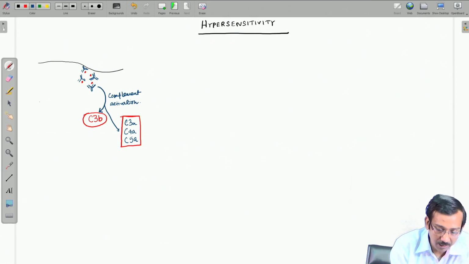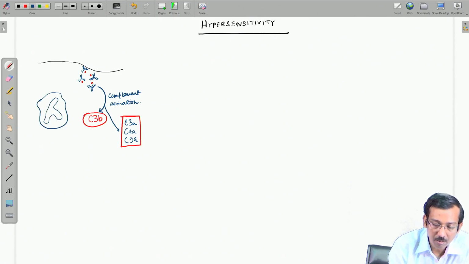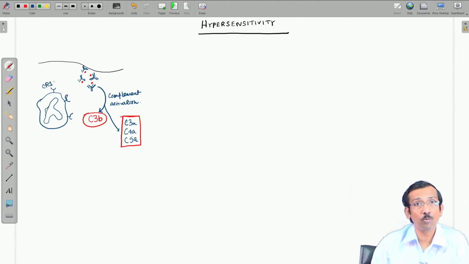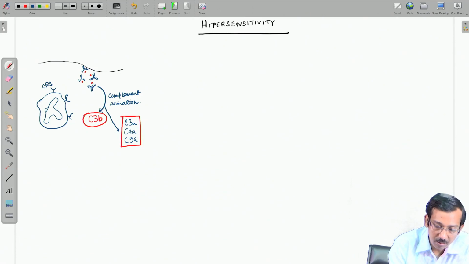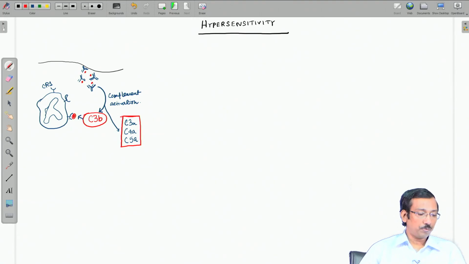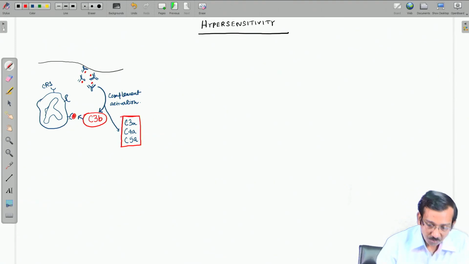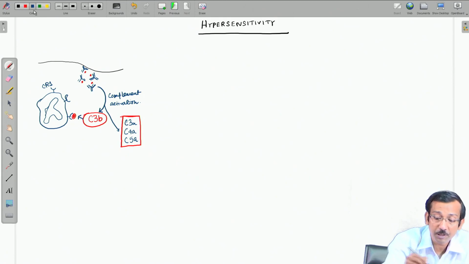So, for example, the neutrophils express complement receptors on their surface, for example CR1, and these complement cleavage proteins can bind on the surface of the neutrophils. And what do these cleavage products do?